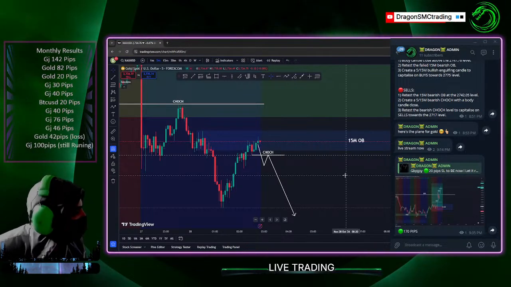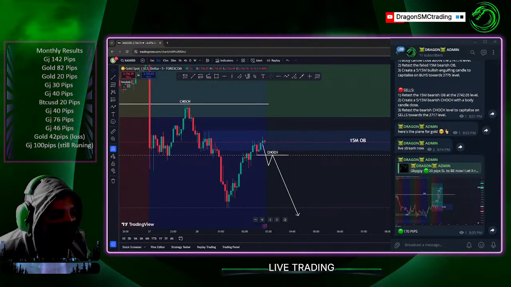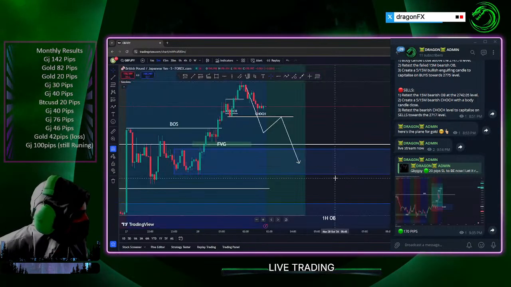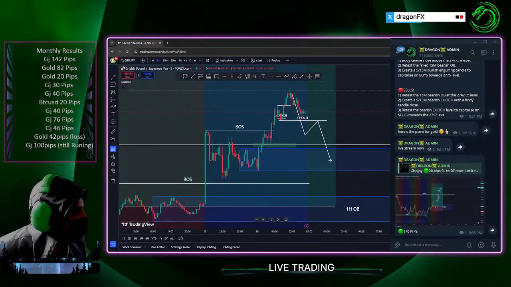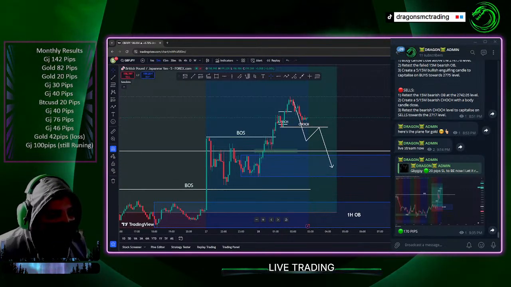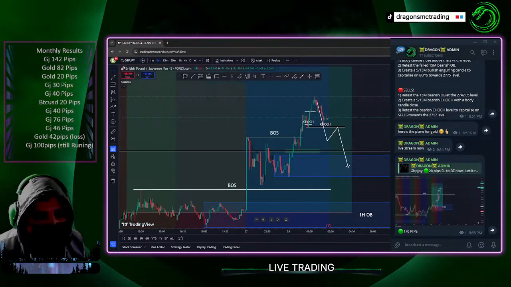And for that, let's be looking for more pips during this Asian session. By the way, for GJ, I'm still in the position, and if I'm out manually, I'll update you guys in the Telegram as well.